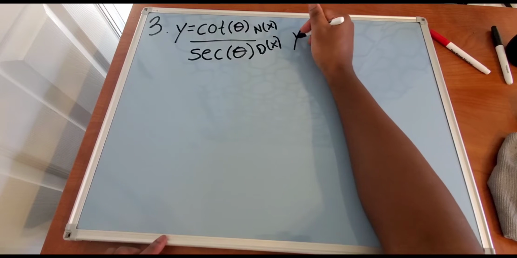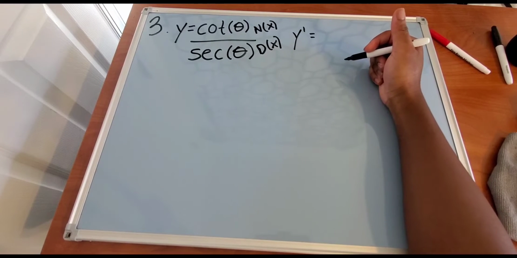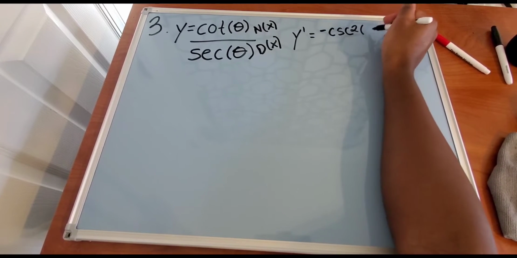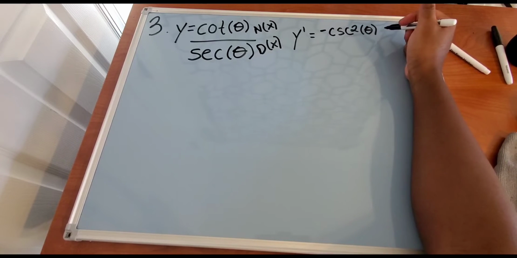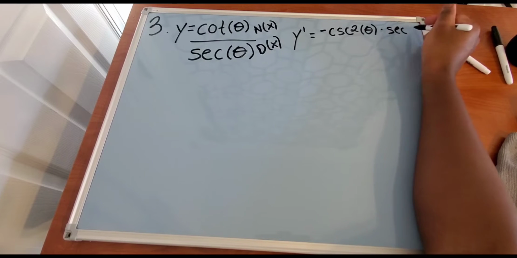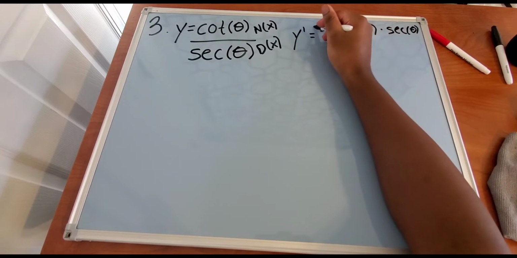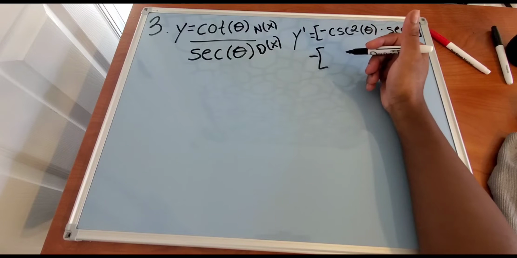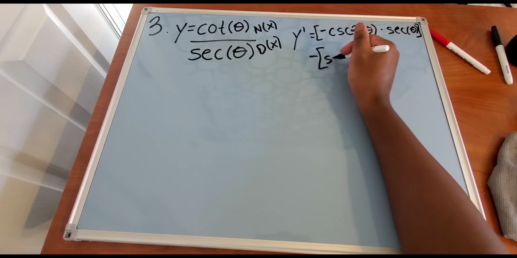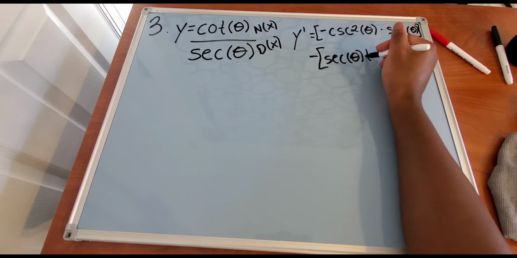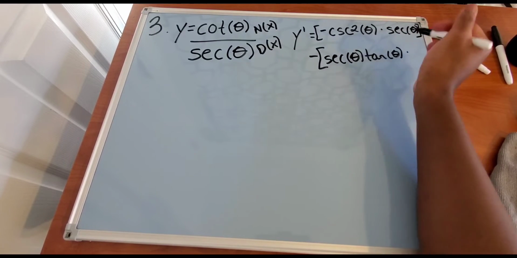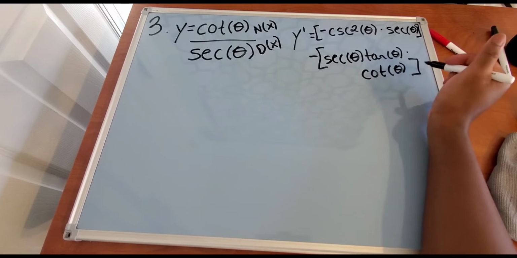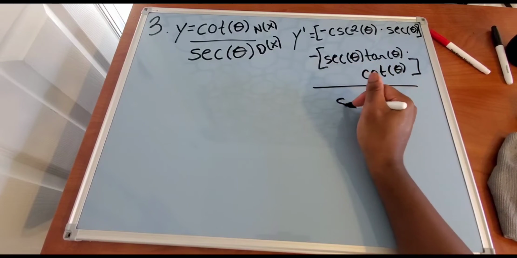So we can say that the derivative of y is equal to the derivative of the numerator, which is negative cosecant squared theta, times our denominator, which is secant theta. I'm going to put brackets around this because I'm running out of space, minus the derivative of the denominator. So the derivative of secant theta, we know that is secant theta tangent theta, times the numerator, which is cotangent theta. And we're going to end my brackets here. And this is all over secant theta squared.